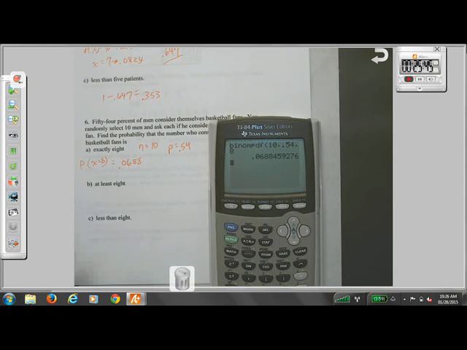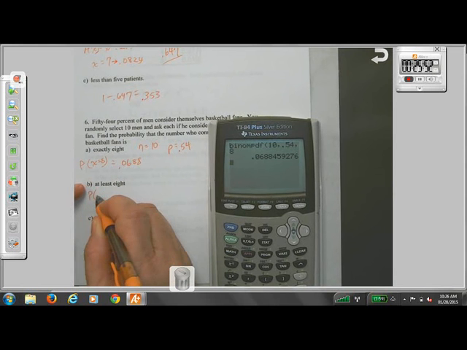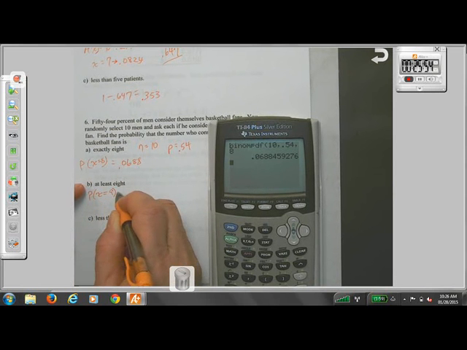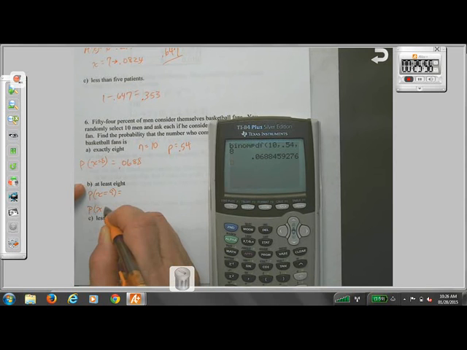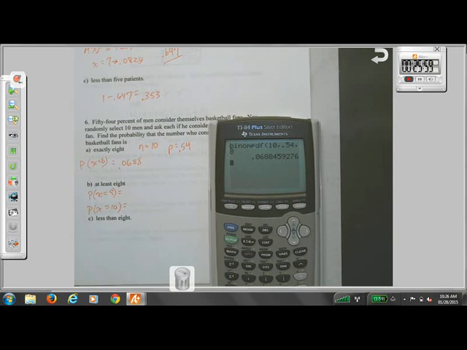At least 8. We've done 8. What else do we need? 9 and 10. So probability when x equals 9, probability when x equals 10. Again, you could save yourself looking for that binomial function by going second enter, and the same data comes back up, same entry. Change that last number to 9.